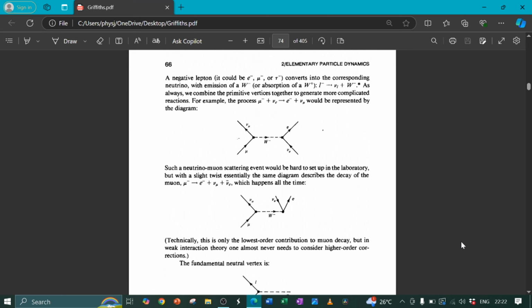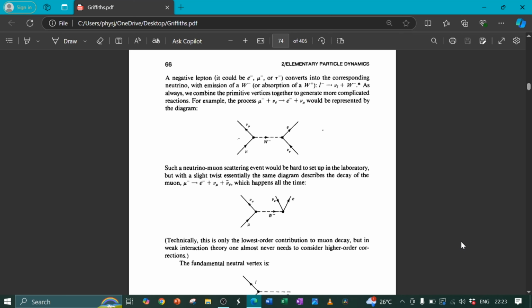As always, we combine the primitive vortices together to generate more complicated reactions. For example, the process muon negative plus electron neutrino goes to electron plus muon neutrino would be represented by the diagram. Such a neutrino-muon scattering event would be hard to set up in the laboratory, but with a slight twist, essentially the same diagram describes the decay of the muon. Muon negative goes to electron plus muon neutrino plus electron antineutrino, which happens all the time.